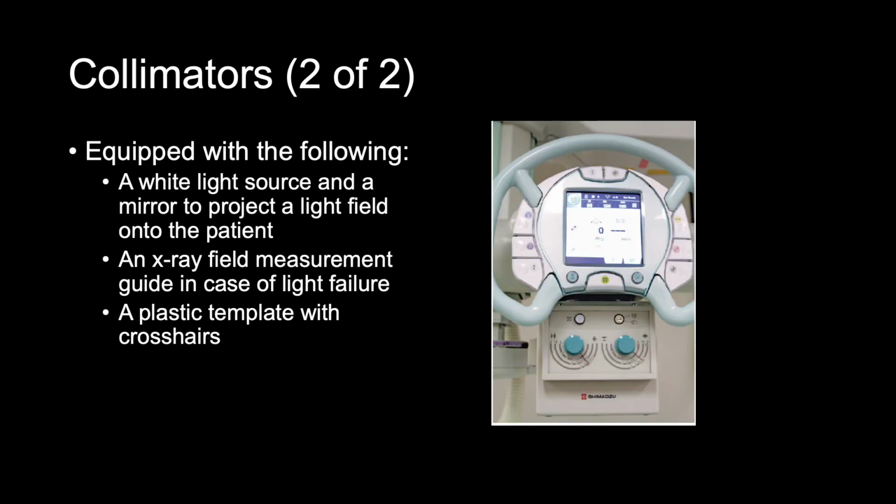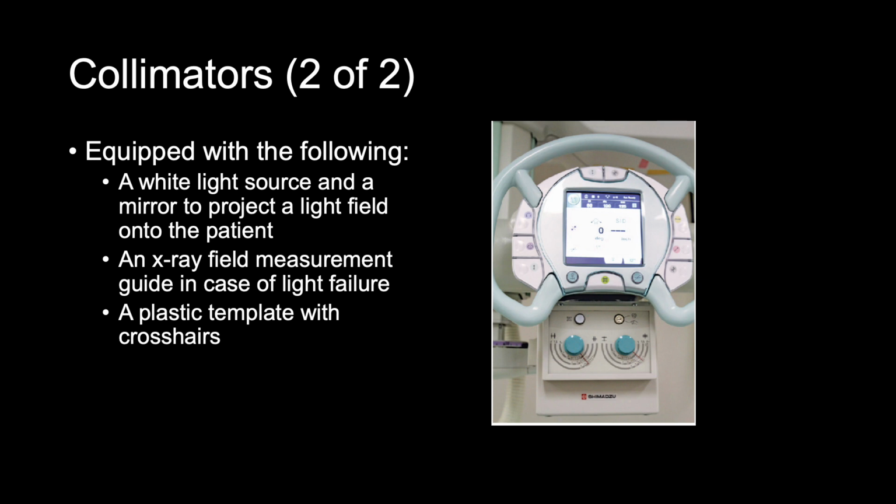Collimators have a white light source and a mirror to project the light field onto the patient. This light is intended to accurately indicate where the primary X-ray beam will be projected during the exposure. In case of failure of this light, an X-ray field measurement guide is present in the front of the collimator. It indicates the projected field size based on the adjusted size of the collimator opening at the SID that you're using. This helps ensure that the radiographer does not open the collimator to produce a field that's larger than the IR.